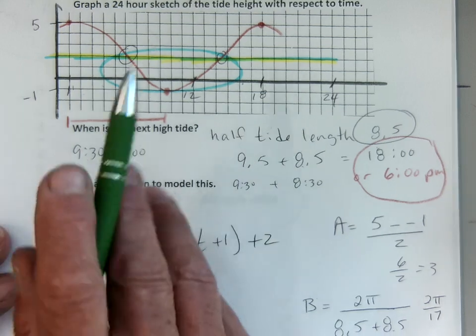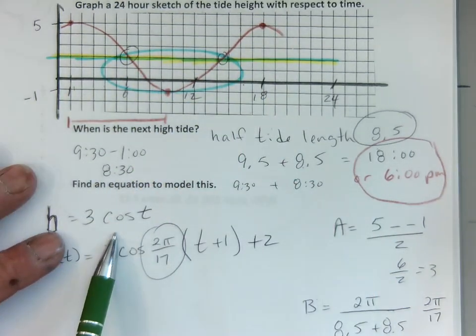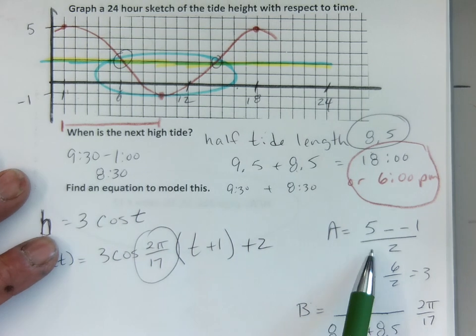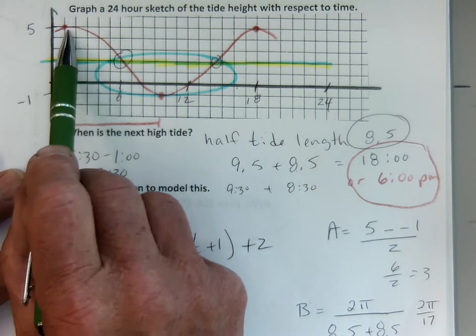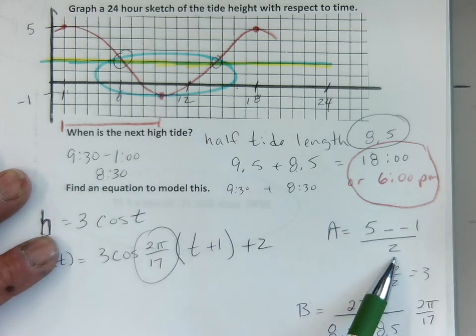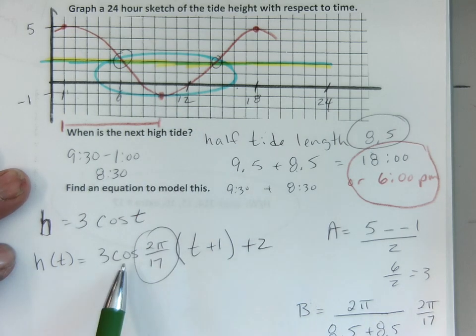Now, the equation. Well, first of all, we all agreed that it was a cosine. So we start out with cosine. And then we agreed that the amplitude was 3, okay? One way to do the amplitude is max, subtract the min, divide by 2, we get 6 over 2 is 3. So the amplitude is 3.